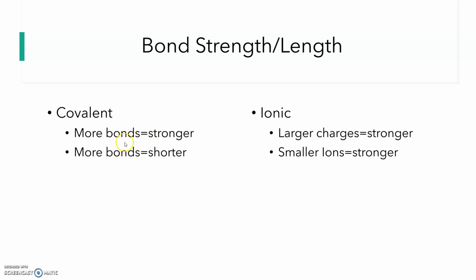For covalent bonds, the strength is going to be in the bond. The more bonds you have, the stronger it is. A triple bond is stronger than a double bond, which is stronger than a single bond. And then bond length is also associated with that.